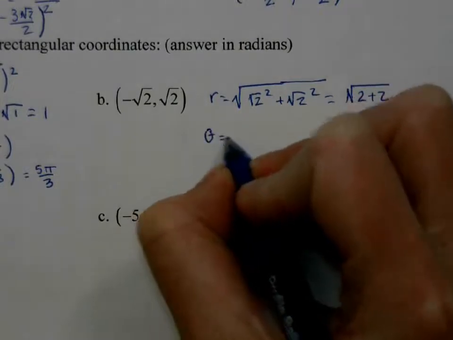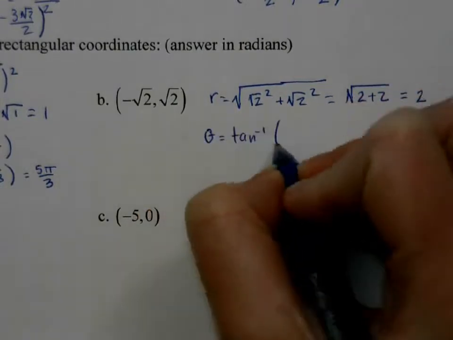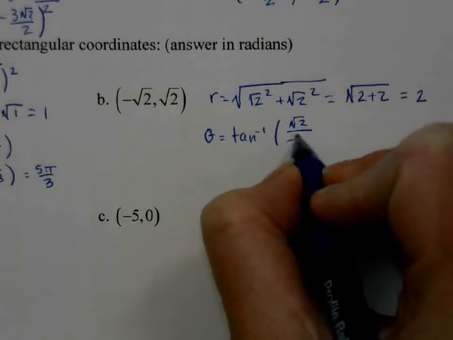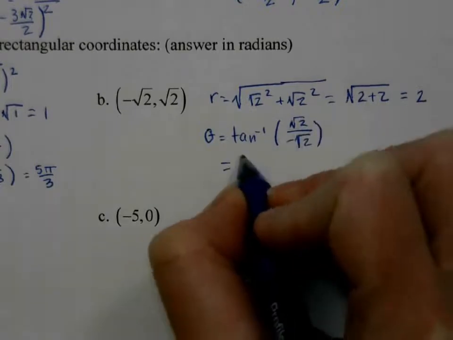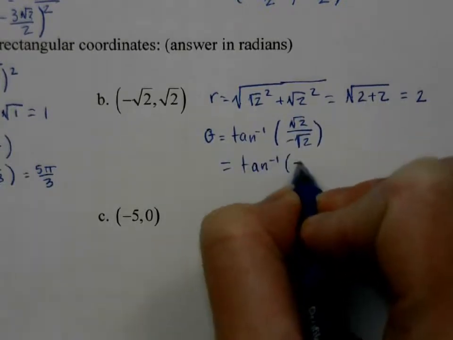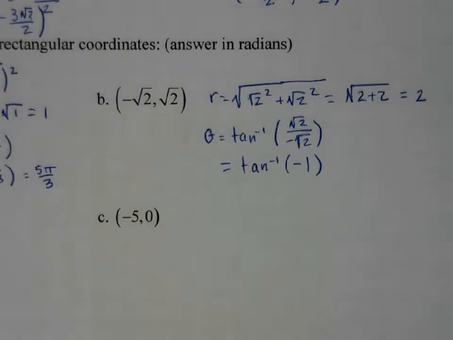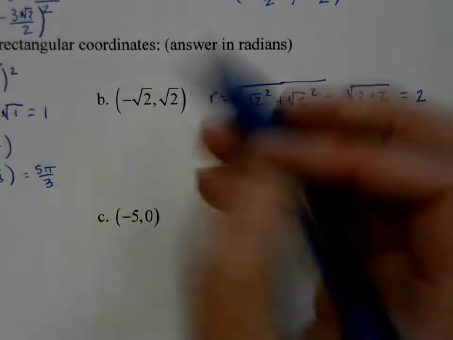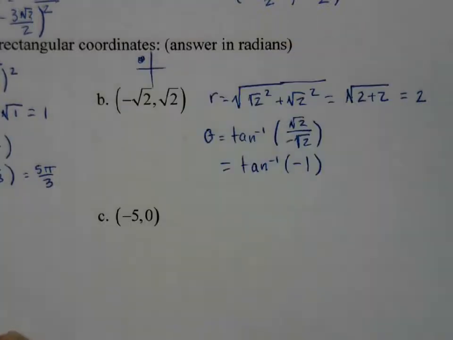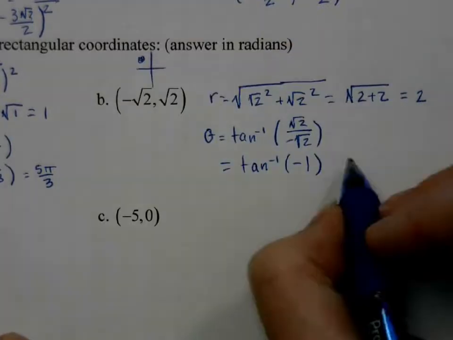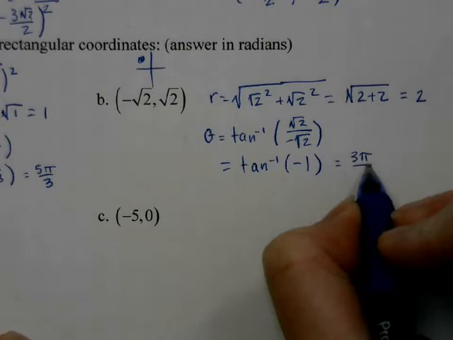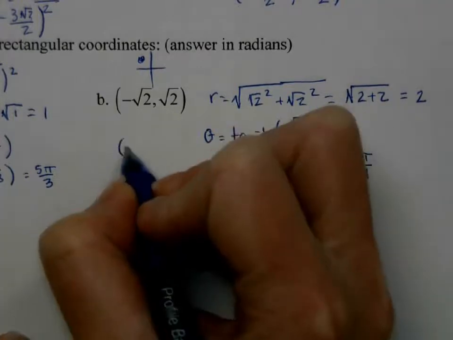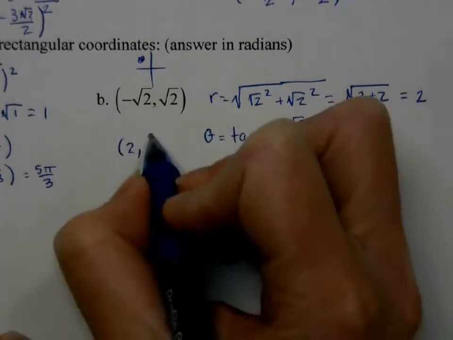Theta is the tangent inverse of root 2 over negative root 2. Well, that's the same as tangent inverse of negative 1. So that's going to occur at 3 pi over 4 and at 7 pi over 4. But we want the one in the second quadrant. So that is 3 pi over 4. So my coordinate is 2, 3 pi over 4.